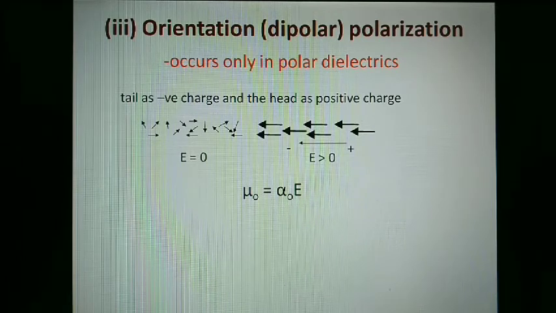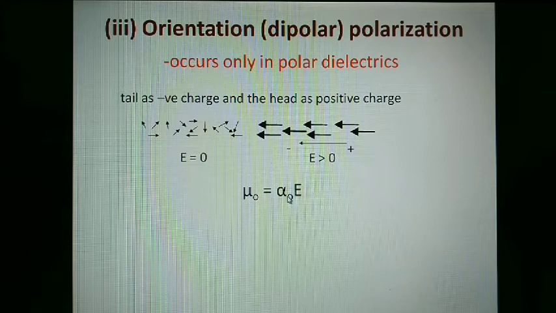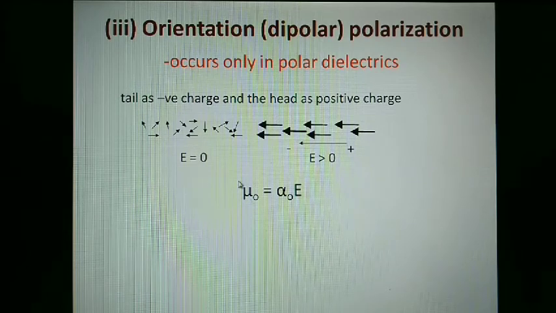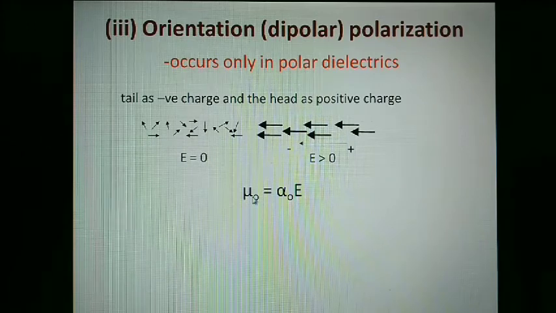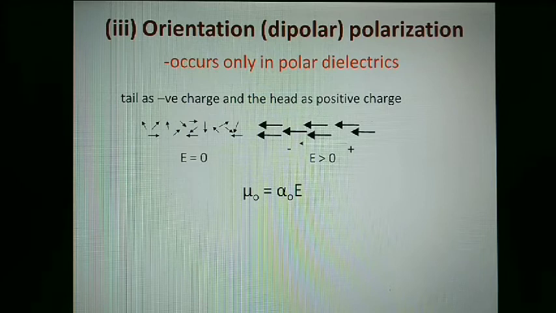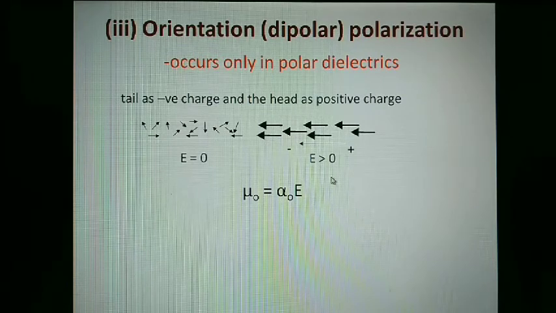In order to calculate the orientation polarizability, a similar equation to the one we used earlier can be used. Here mu naught represents the dipole moment of the orientation, or the dipole moment of these polar dielectrics.